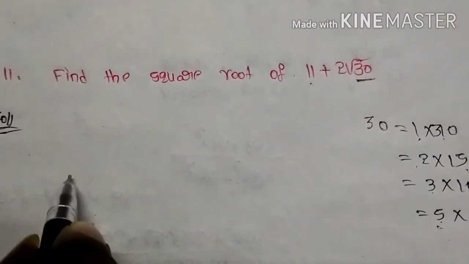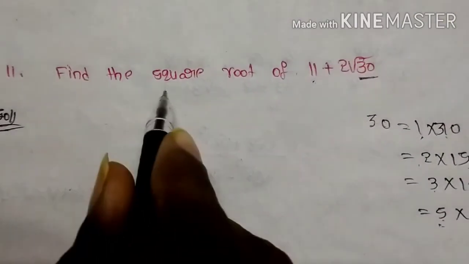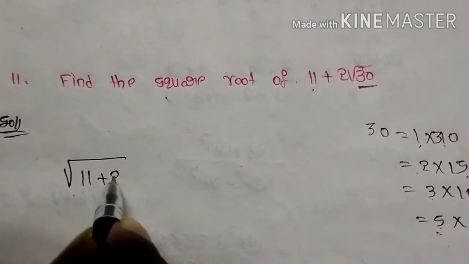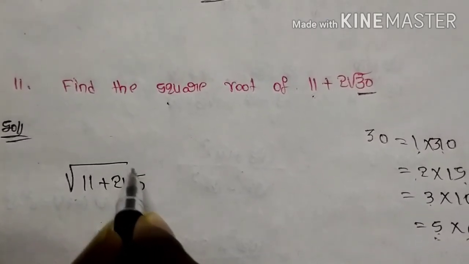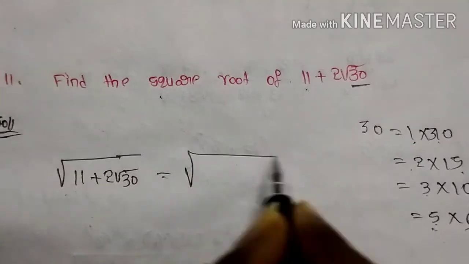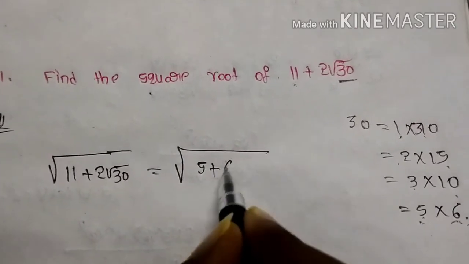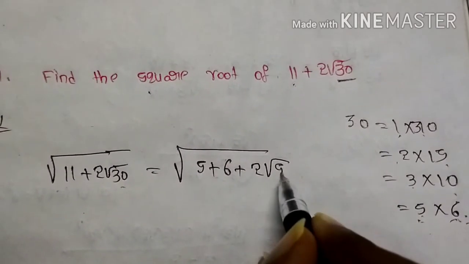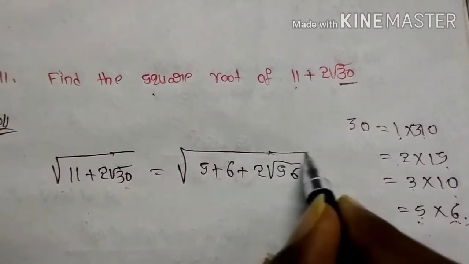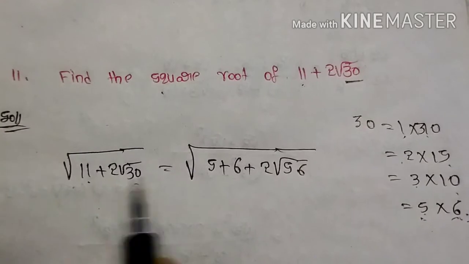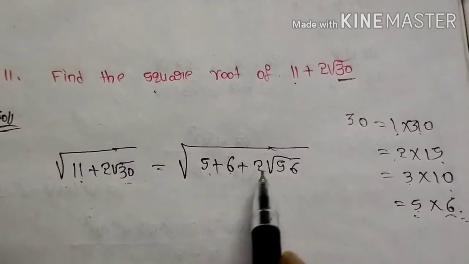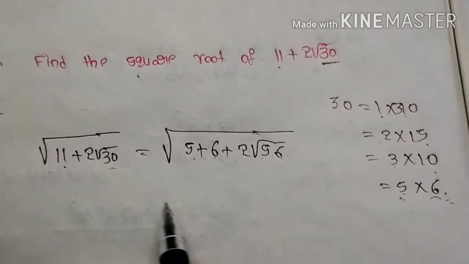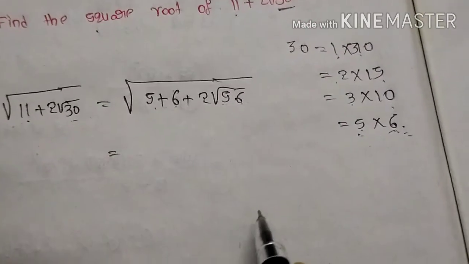So that you can see here square root. We need to find how much. Square root means you can write here 11 plus 2 root 30. 11 plus 2 root 30 is equal to, you know that here, 5 plus 6 plus 2 root 30, can be written as 5 into 6 is 30. Yes or no? See, I am writing the same equation here. 11 can be written as 5 plus 6. 30 can be written as root 5 into root 6. Root 5 into root 6 means 5 into 6 is 30. Yes or no? Yes. But you know that one formula is there.